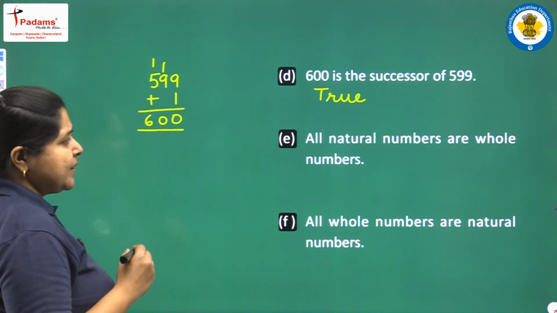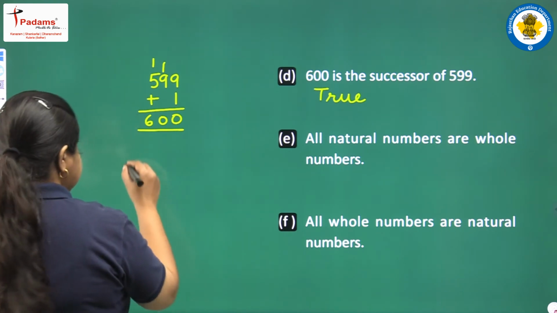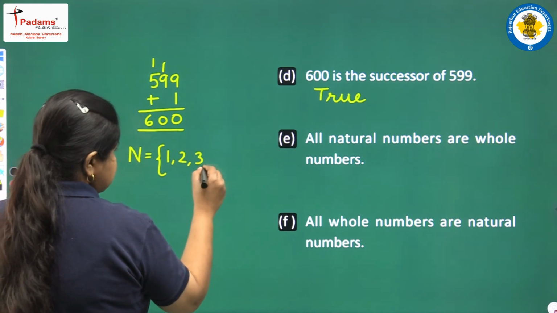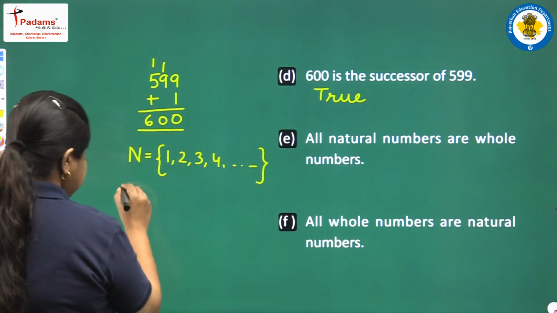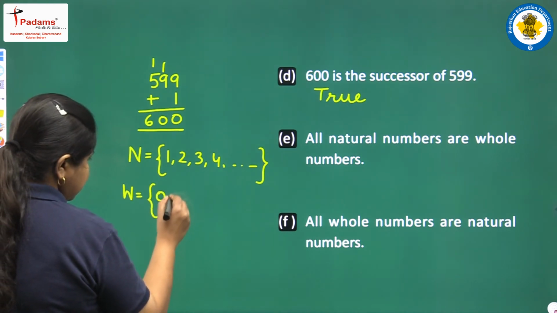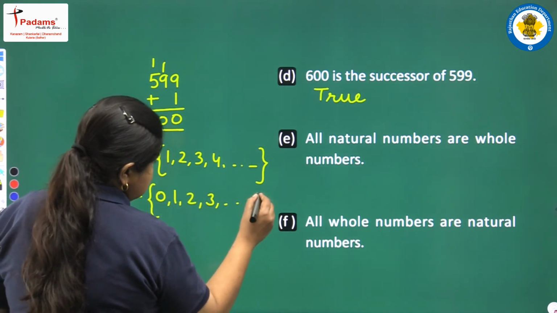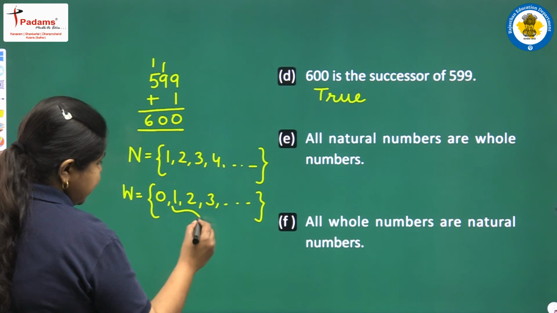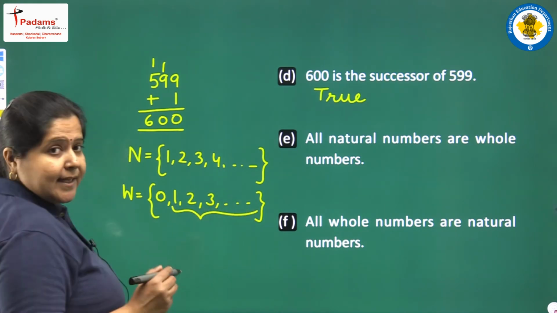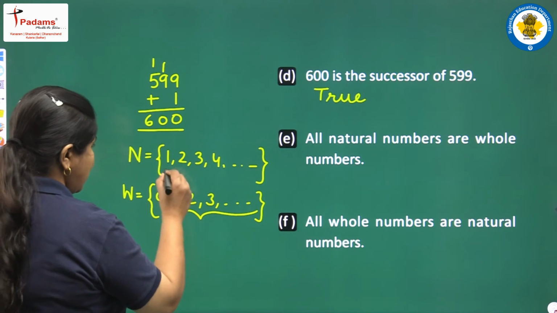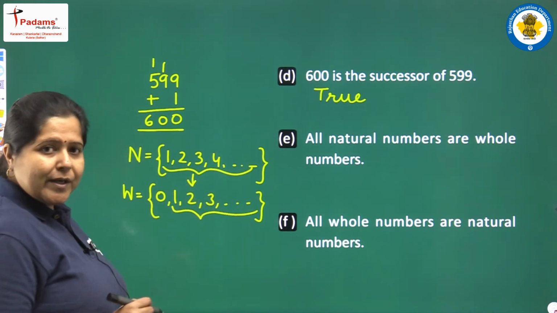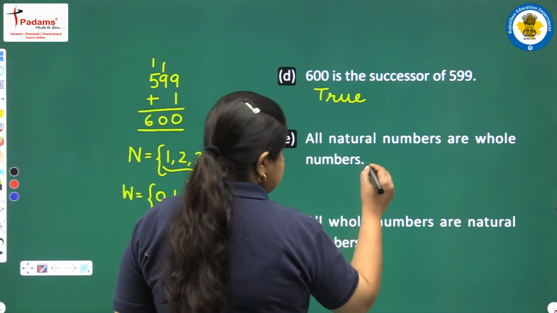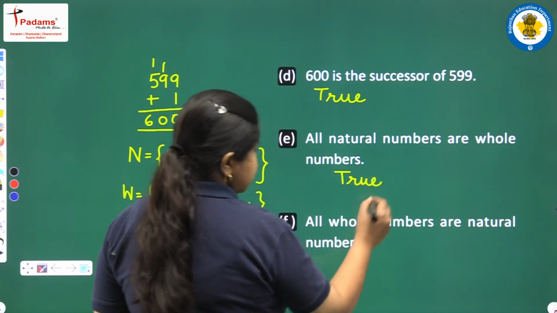Then, all natural numbers are whole numbers. Let us write down the two sets of numbers. It starts from 1, natural numbers, and the whole numbers start from 0. So, are all the natural numbers also whole numbers? Clearly yes. All the numbers in the set of natural numbers are clearly in the set of whole numbers also. So, we can say that yes, all natural numbers are whole numbers. So, it is again a true statement.